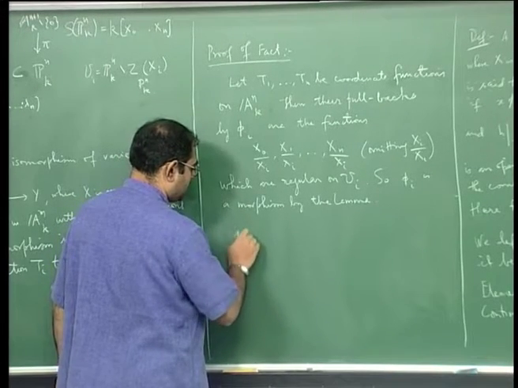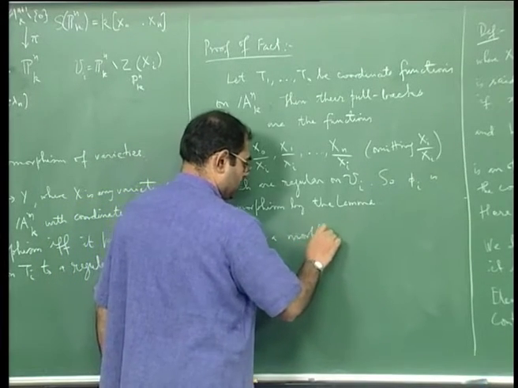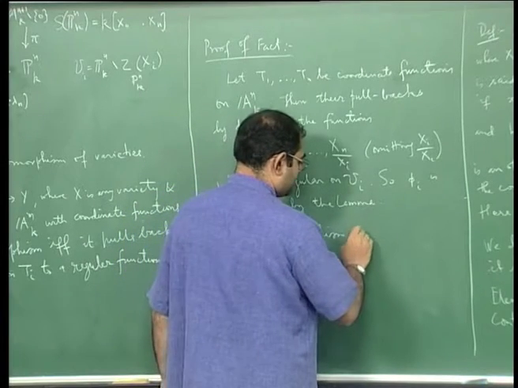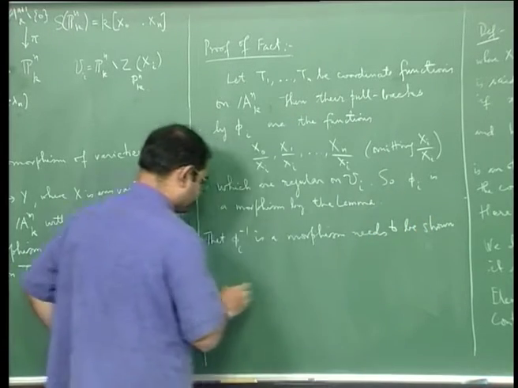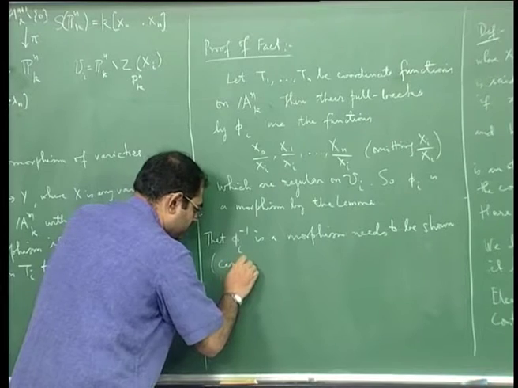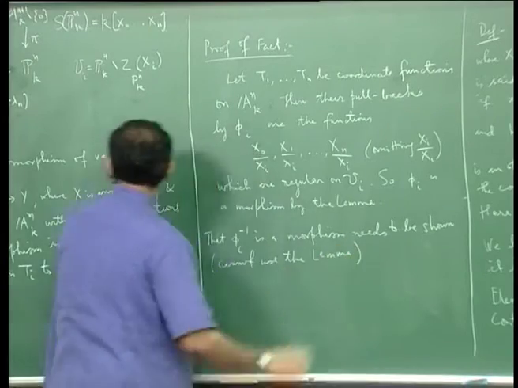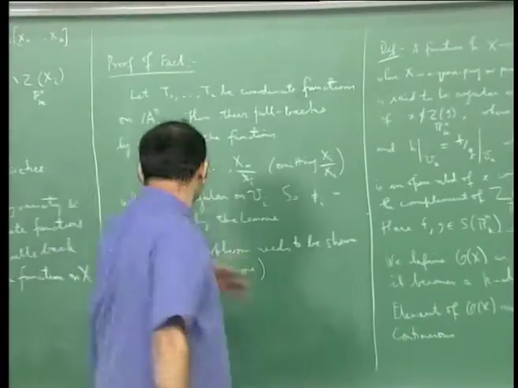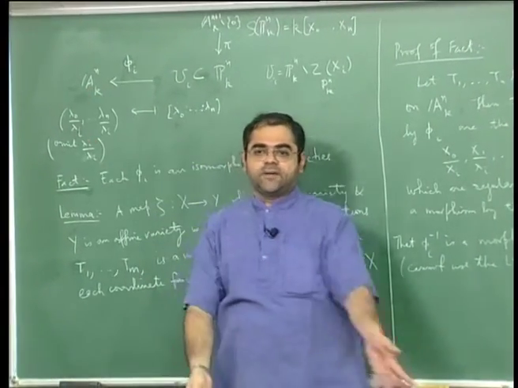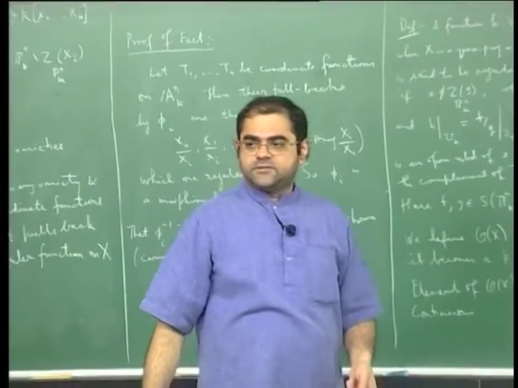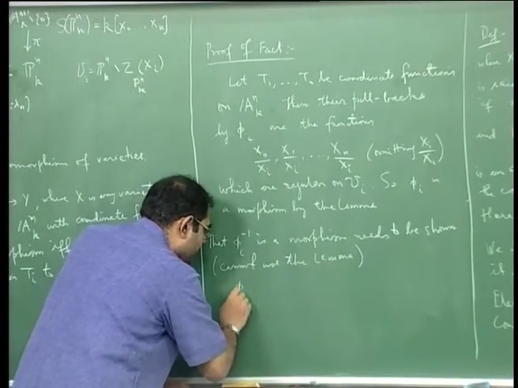So phi inverse is a morphism, that needs to be shown. I cannot use the lemma, because the target is Ui and I do not know Ui is affine. But of course once I prove this fact it will follow that Ui is isomorphic to an affine variety and therefore Ui will become affine, but I cannot assume it when I try to prove it, okay. So phi inverse is continuous.